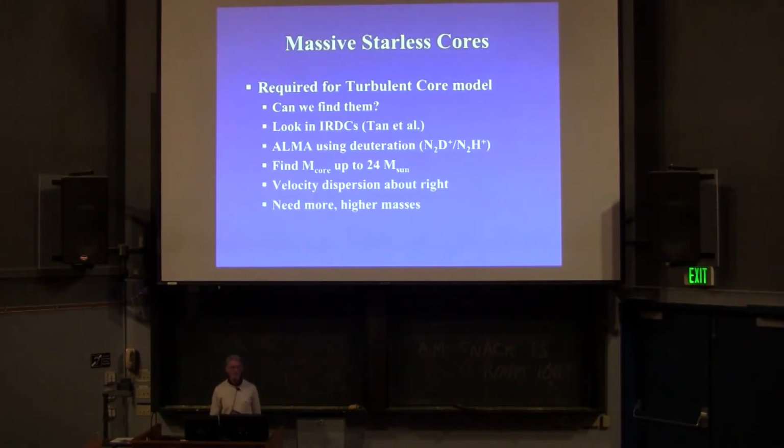Okay, so the other way is to look for these massive starless cores. This is the leading problem in the turbulent core picture, that we haven't yet seen these really massive turbulent cores. So Jonathan Tan has been looking for those in infrared dark clouds, and he used ALMA with some particular chemical tracers, and he finds cores up to 24 solar masses. So this is good. That's a factor of 2 to 4 better than in the nearby clouds with about the right velocity dispersion. So this is promising, but we need more, and we need to find cores with higher masses if we're going to take the turbulent core picture literally.